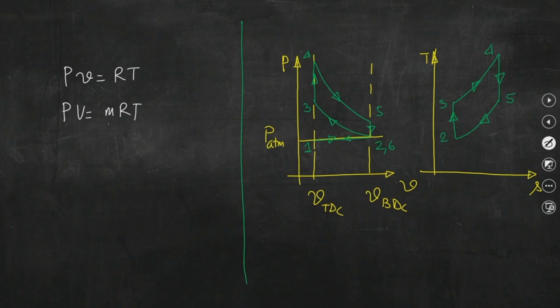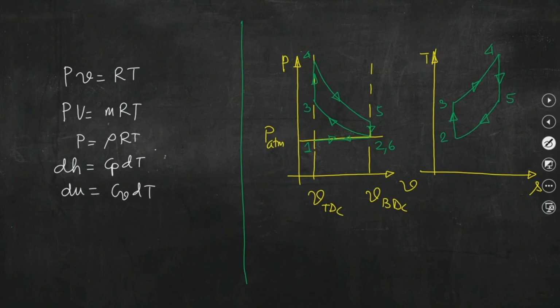So, PV equal to mRT, then we can use P equal to rho RT, we can use dh equal to Cp dT. As I told, we are using specific quantities, it is better to analyze per unit mass of the working substance. du equal to Cv dT, because we have studied all these in our basic thermodynamics course, and we can also write that Pv to the power k equal to constant.